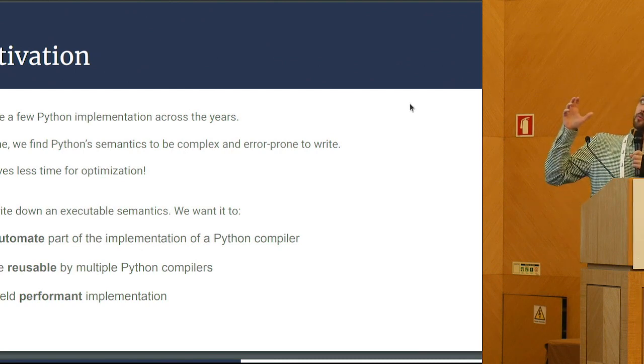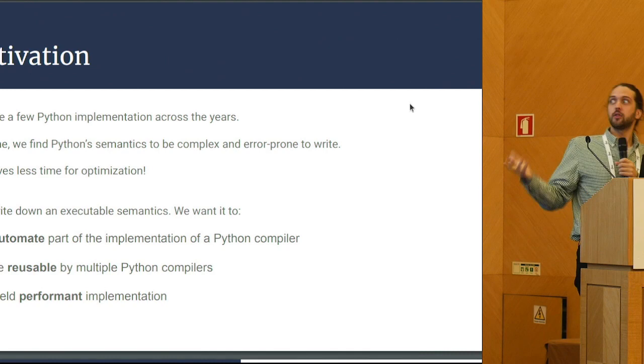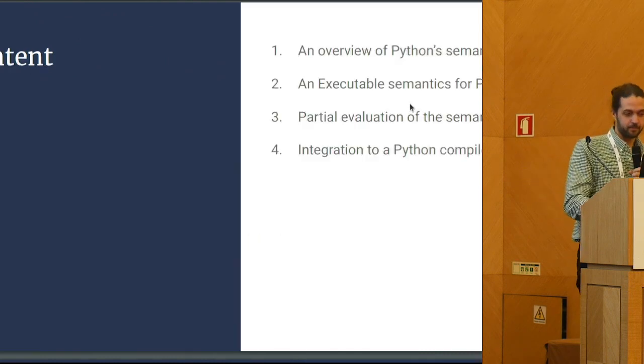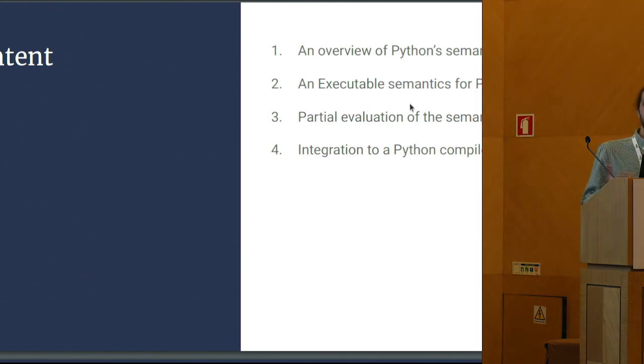So we came up with that goal of writing an executable semantics, which will automate that process of implementing the first few steps of the semantics of Python, but we also want it to be reusable, so we can reuse it on every new implementation we write, and hopefully we want it to be somewhat performant. So this semantics is what I'm going to present today, and the talk will be in 4 parts.